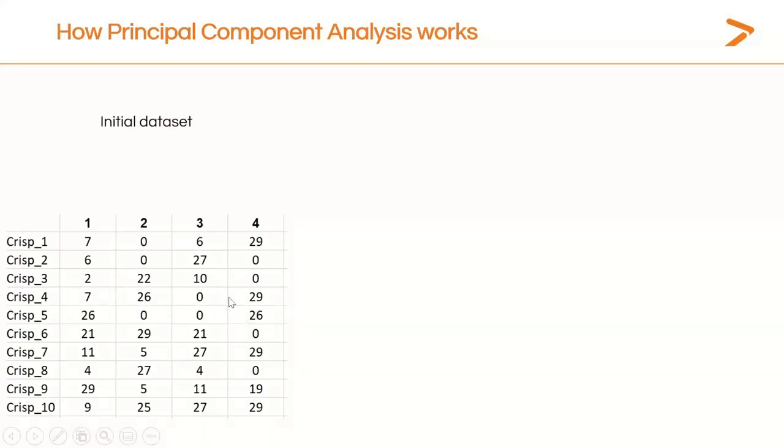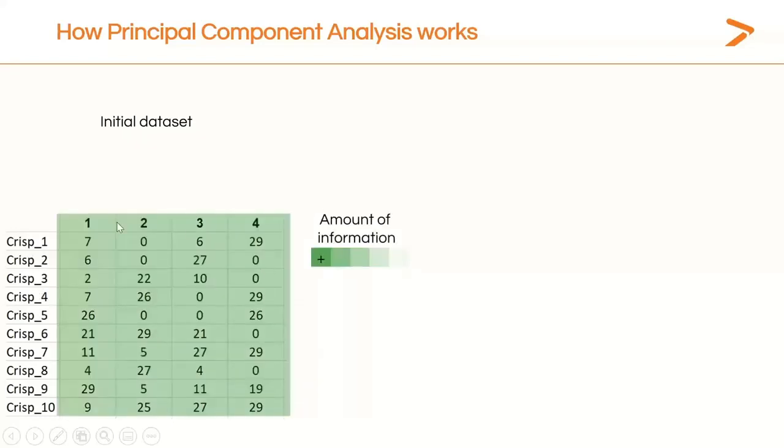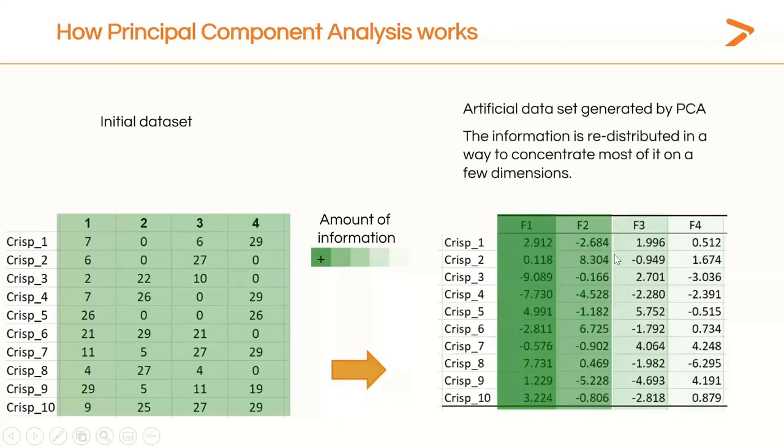So you have one initial data set. Here I've only shown the first 4 columns with the corresponding rows. In this initial data set, there is information hidden everywhere, but it's homogeneously spread all around the data set. I have no reason to think there's more information in this area than in this area. So my goal is to have a vision of a maximum amount of information. PCA will build an artificial data set in which the information is redistributed in a way to concentrate most of it in a few dimensions or in a few columns.